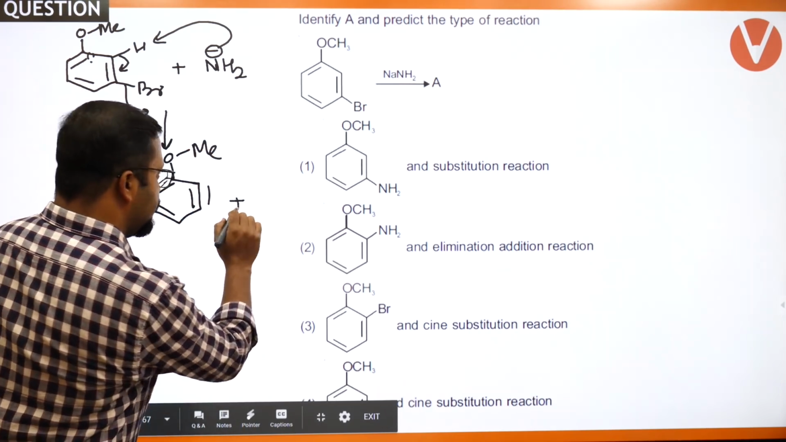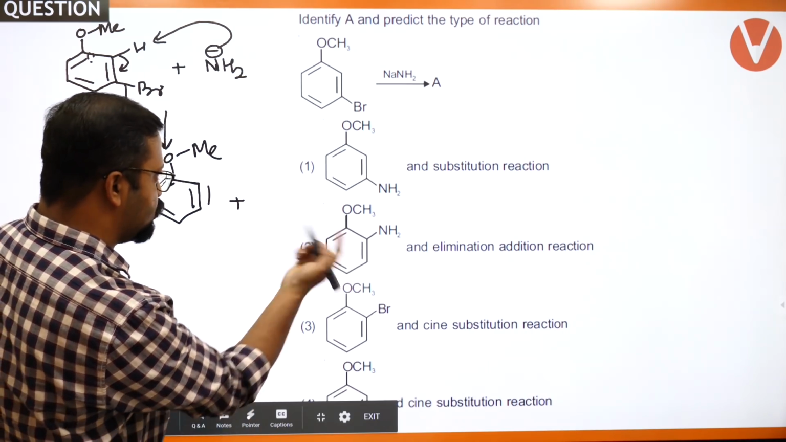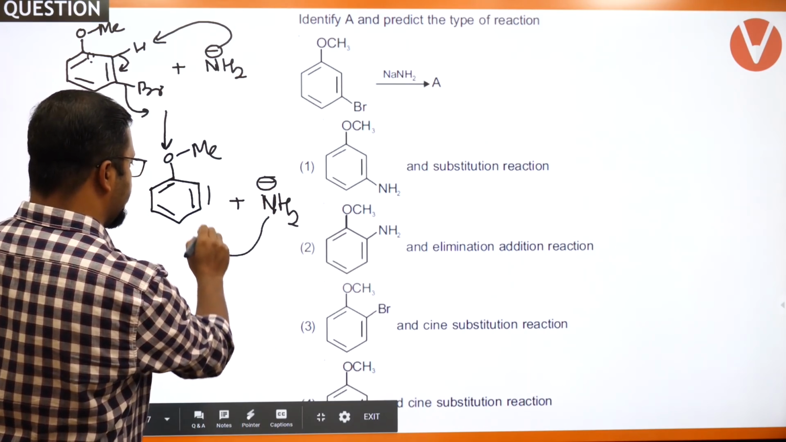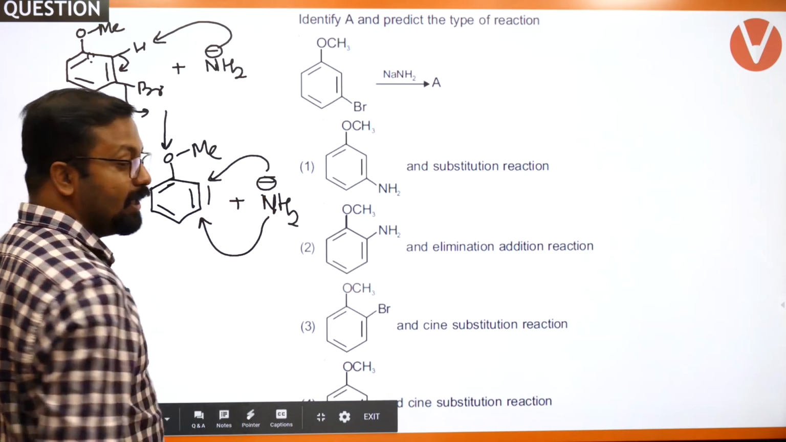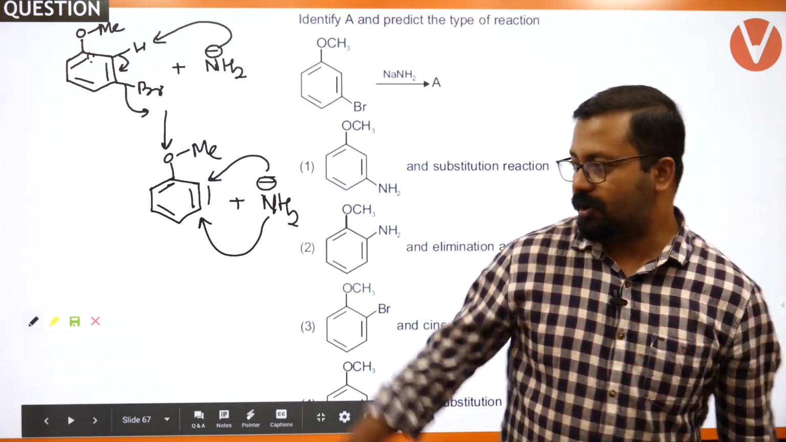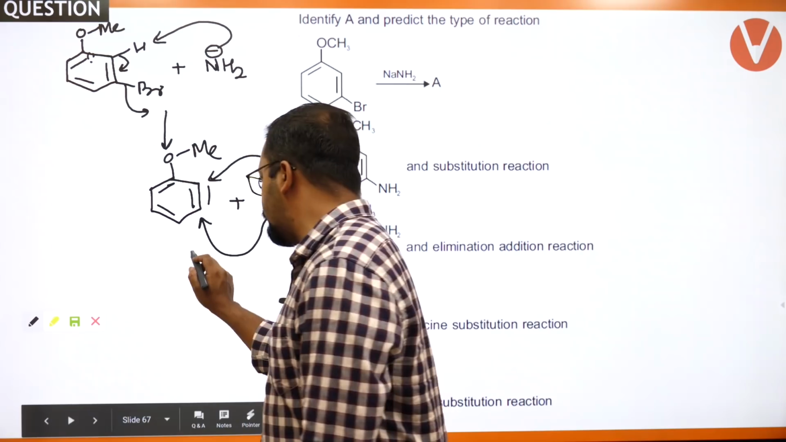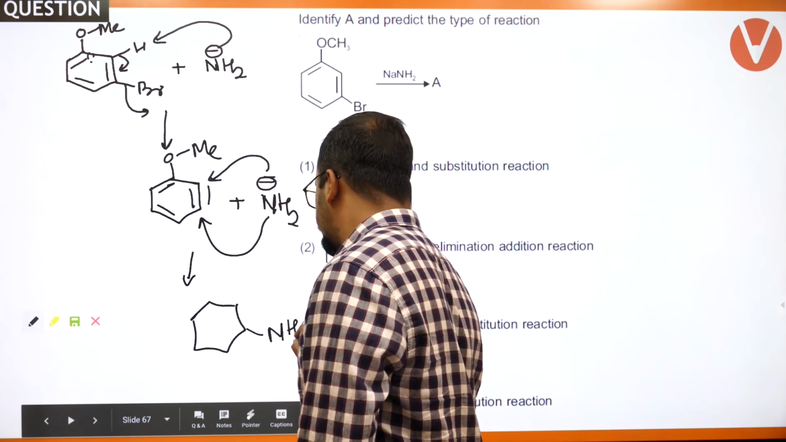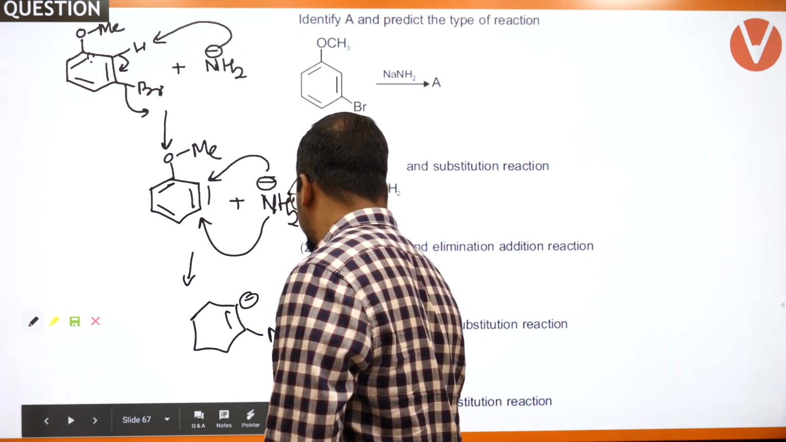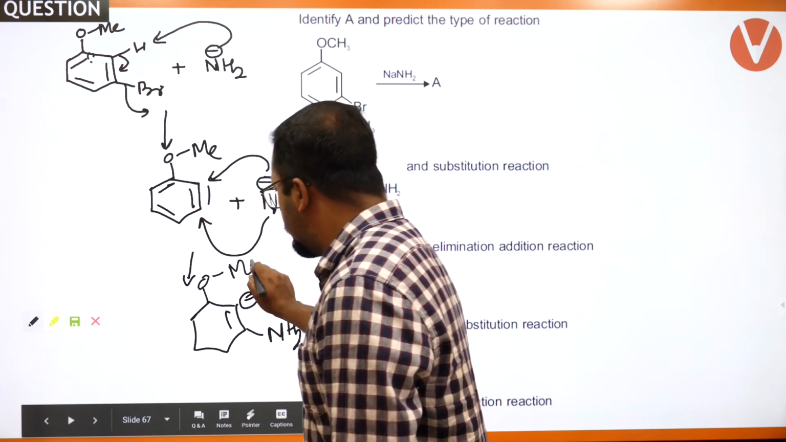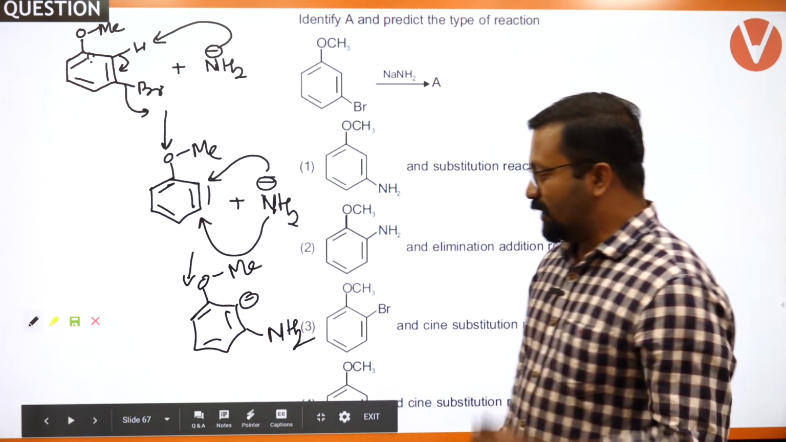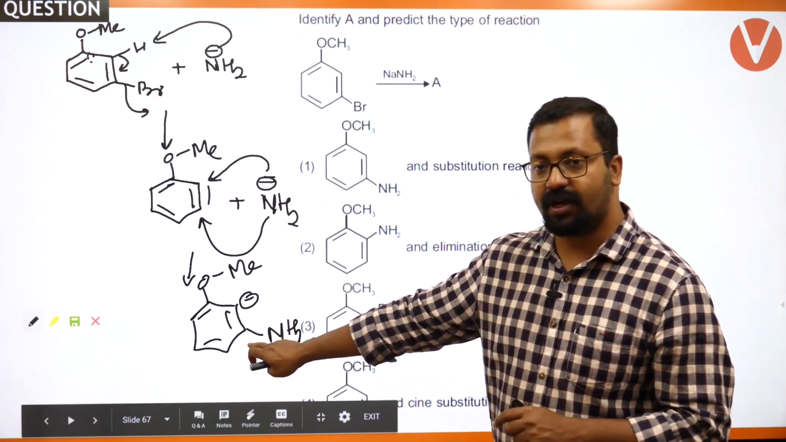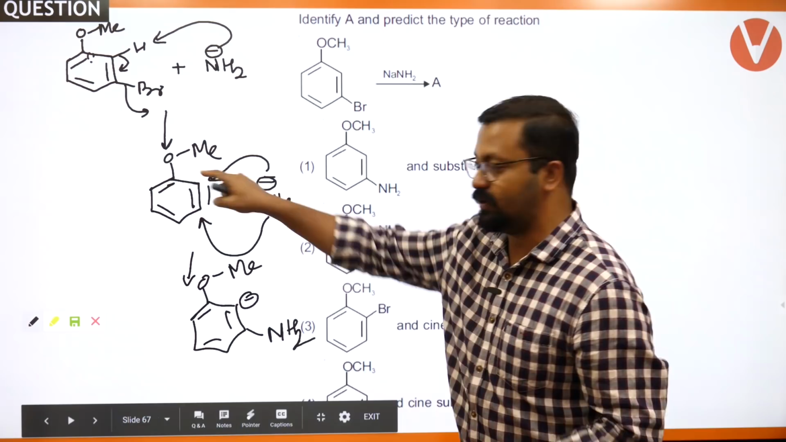Now, a new NH2 minus unit will come and react. It has the possibility of reacting at one of these two places. It will react there because when this reacts it will form something like this. So there is a possibility of formation of a negative charge over here. Also there is a possibility of formation of negative charge over here if NH2 would have attacked over here.